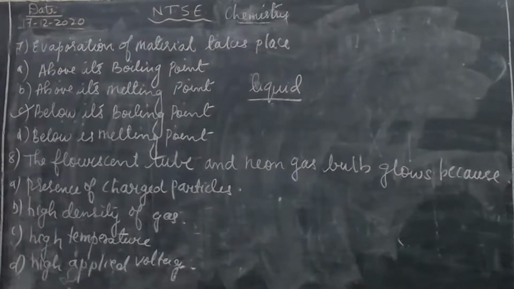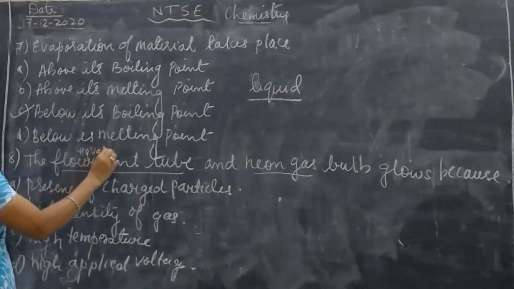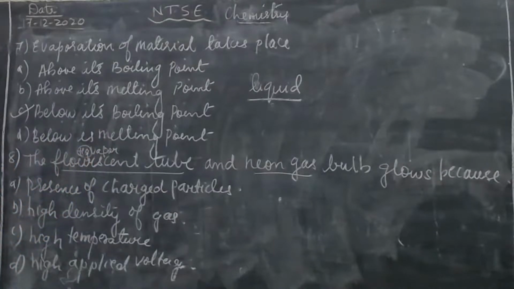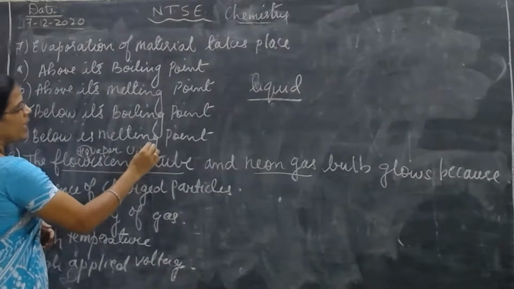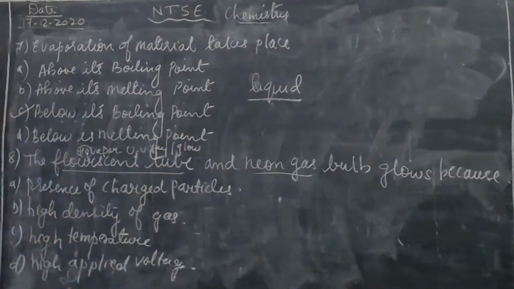Just think it over, what might be the answer? The fluorescent tube and neon gas glows. Why do they glow? In the case of fluorescent tubes, it is due to the low pressures, the presence of Hg vapors. Hg vapors are nothing but the vapors of mercury, which emit UV rays, and which help the fluorescent tube to glow.